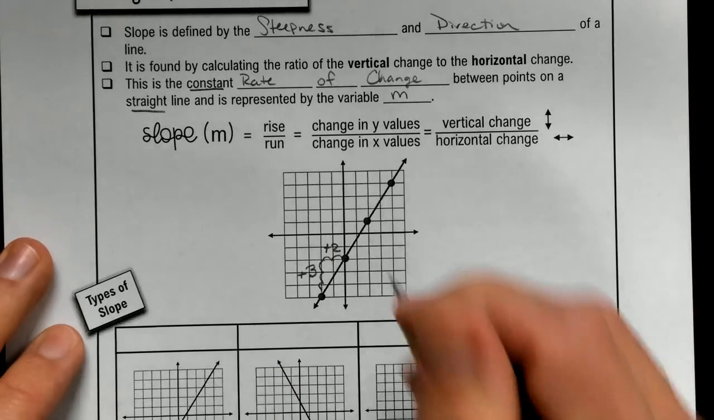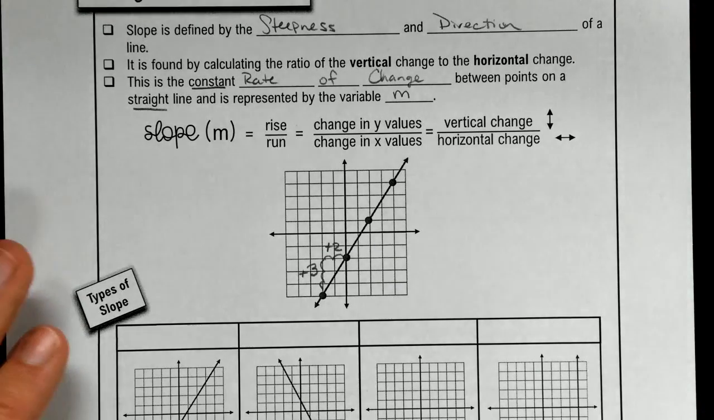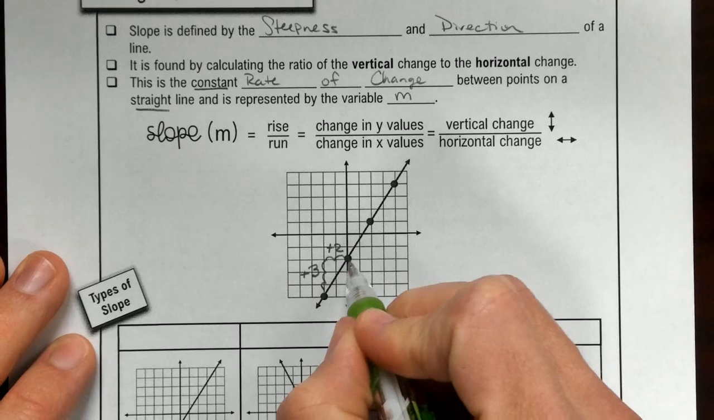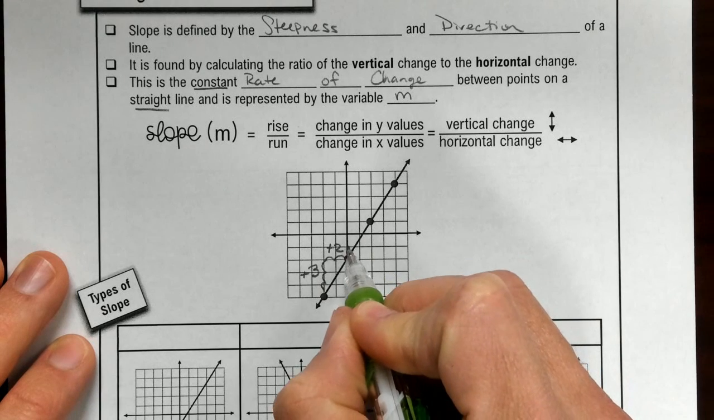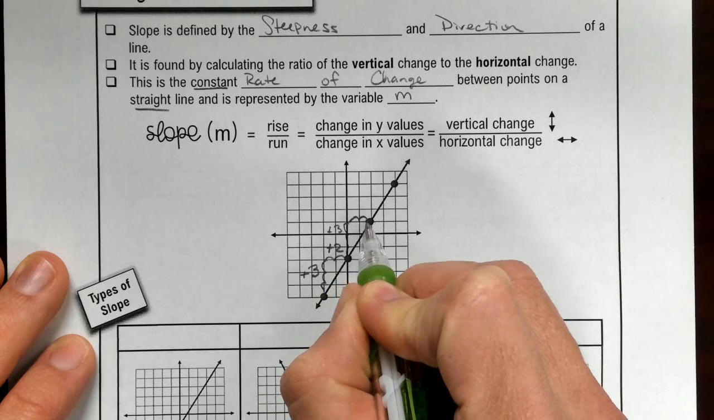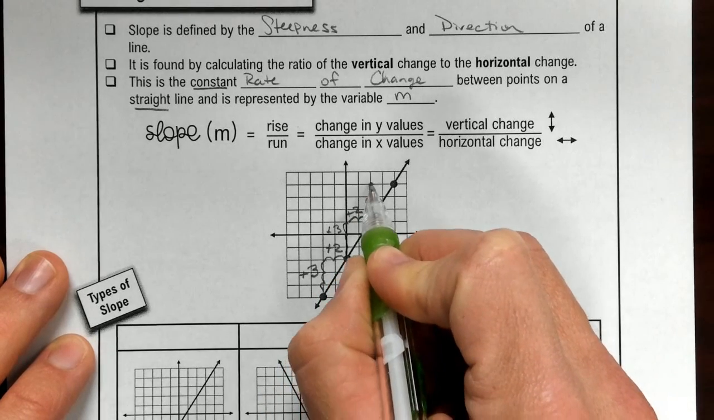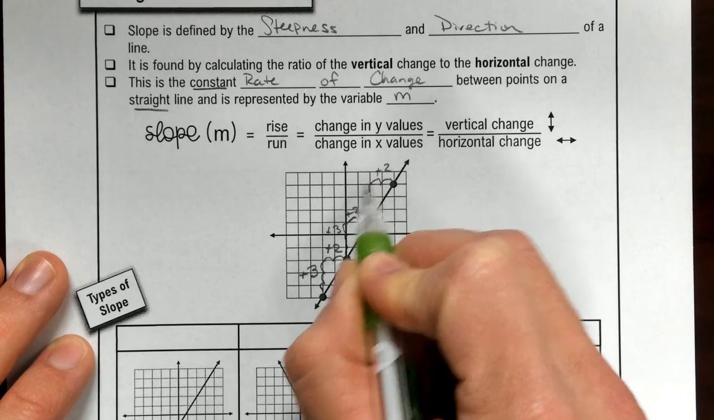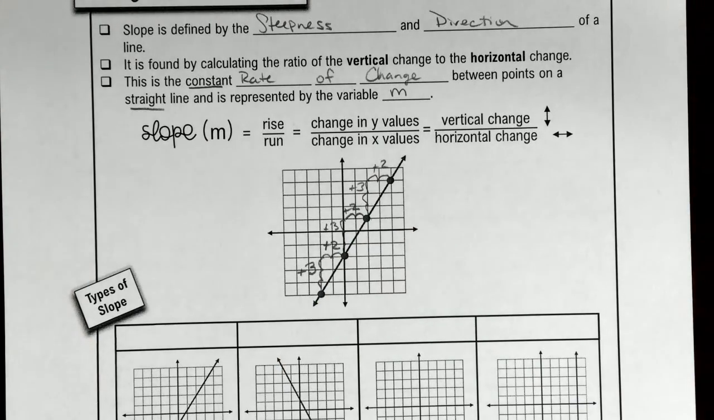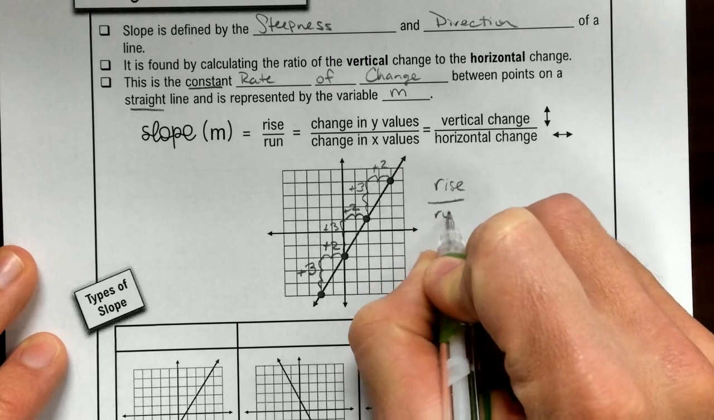Same thing. It should be constant. So between these 2 points, I should get the exact same thing. I should rise 1, 2, 3, and I run 1, 2. And then once again, rise 1, 2, 3, and I run 1, 2. So it's a constant rate of change. So again, slope is rise over run.